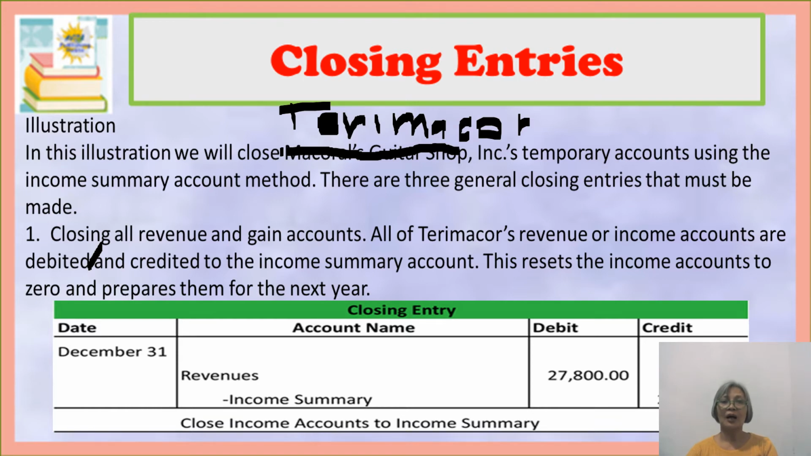Kasi dati yan, ano ba ang entrada natin pagka nagre-record tayo ng revenue? Debit cash or accounts receivable, credit revenue. So, at the end of the period, ang revenue mo naka-credit. So, at the closing period, dapat i-debit mo yon para maging zero. Kapag naka-credit, gusto mong gawing zero, edi i-debit mo. So, we are going to debit all the revenue accounts. And anong i-credit natin? The income summary account. So the entry will be a debit to revenue and a credit to the income summary account.